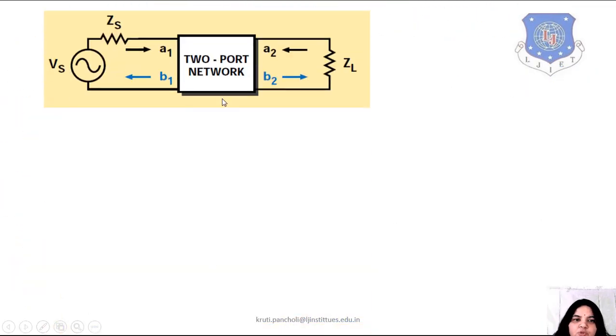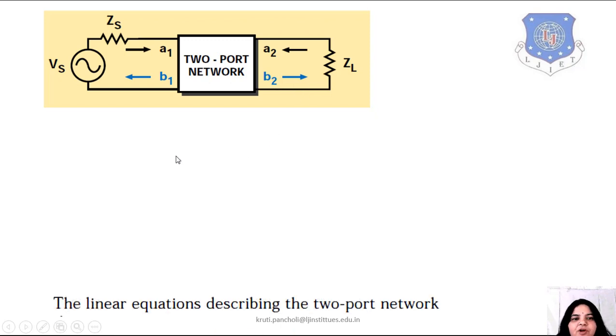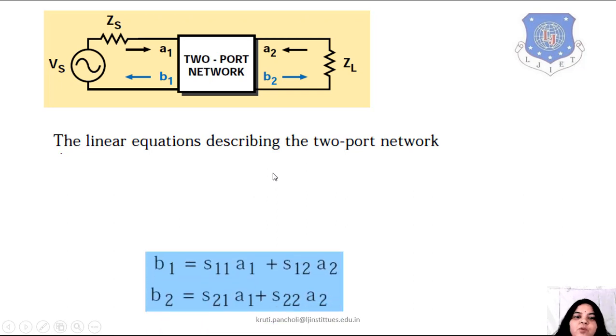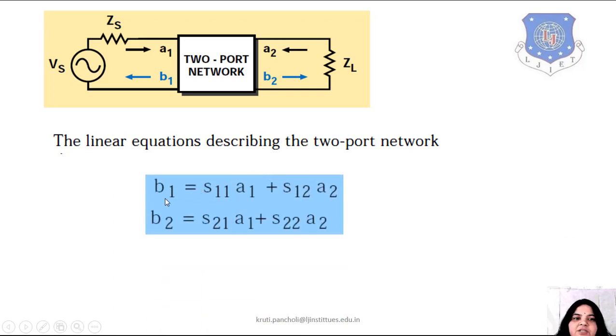Okay, so in the two-port network, Vs is the generating end, ZL is the load end, A1 is the incident wave, B1 is the reflected wave, A2 is the incident wave while you are transmitting from port 2, and B2 is the reflected wave from port 2. So the linear equations describing this two-port network, what should I write?